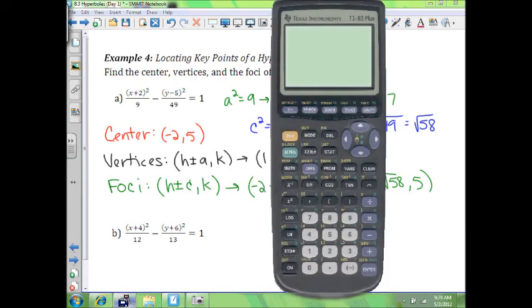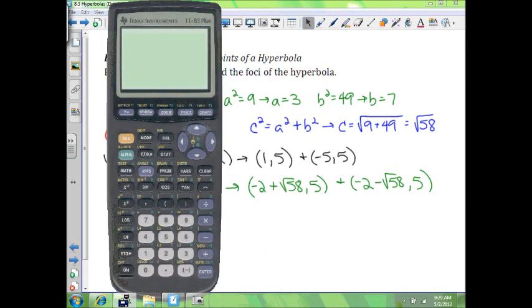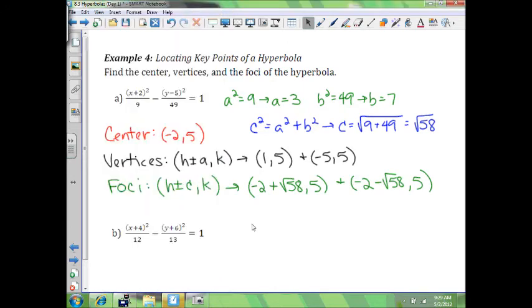Now, if we put these into our calculator, we'll get a decimal value: 5.62, and then negative 2 minus the square root of 58, negative 9.62. So this will really be 5.62, 5, and negative 9.62, 5, if you want decimal values for those.